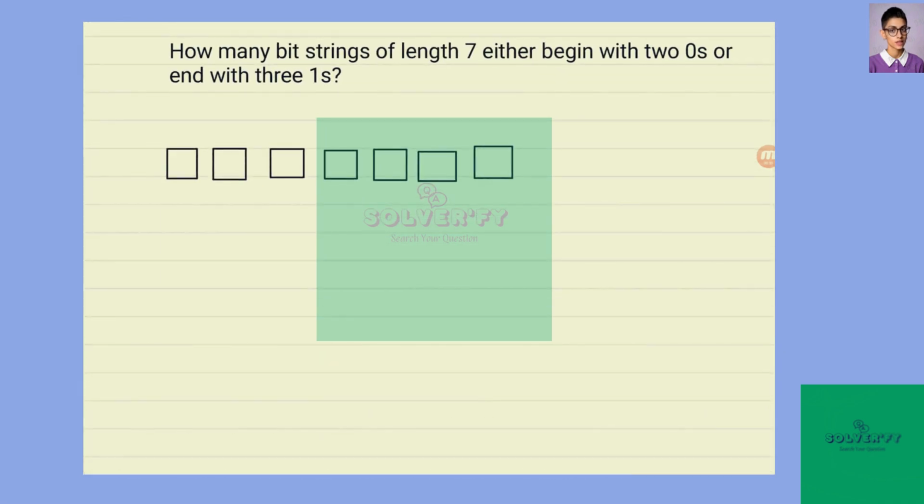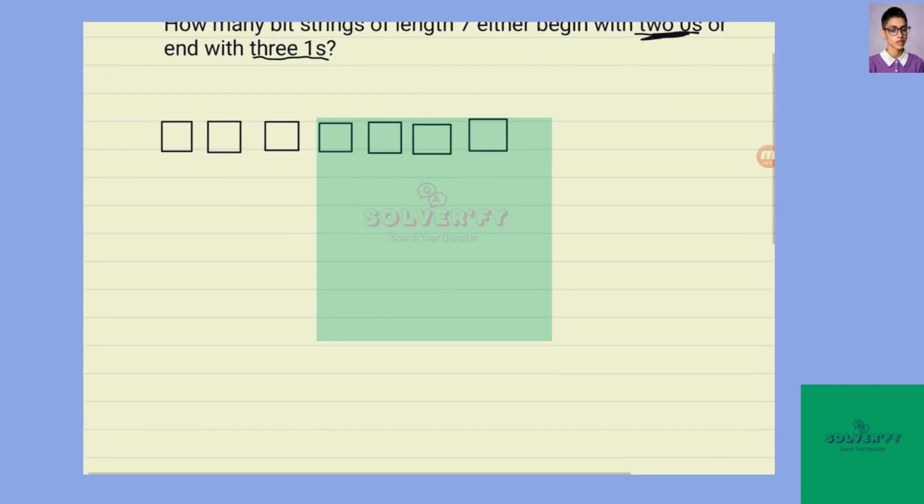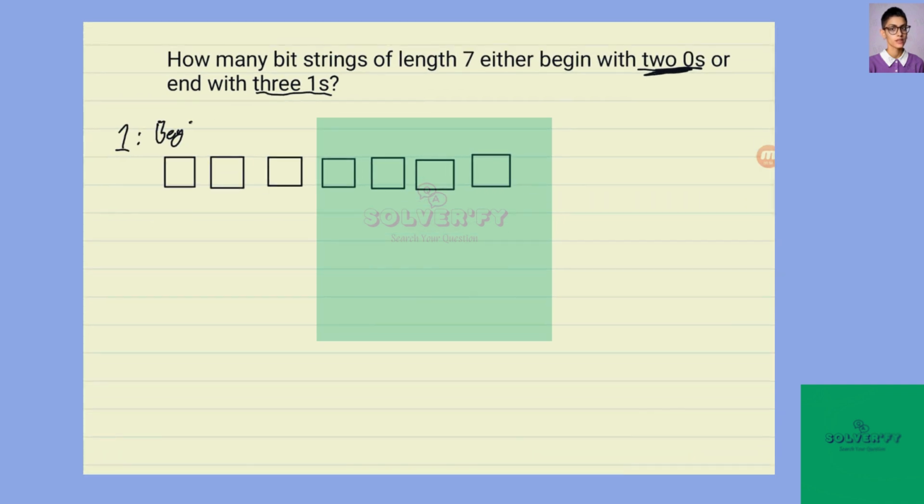And what we're going to need to figure out is, first of all, how many different strings of length 7 will begin with 2 zeros, then how many will end with 3 ones, then we'll need to figure out how to account for the sort of overlap there. So let's start with, first, the beginning with 2 zeros. I'll just call this part A.